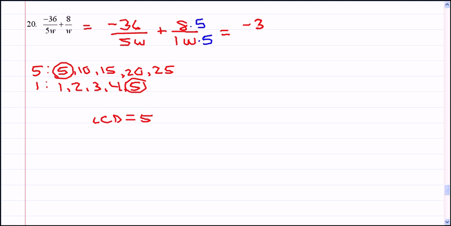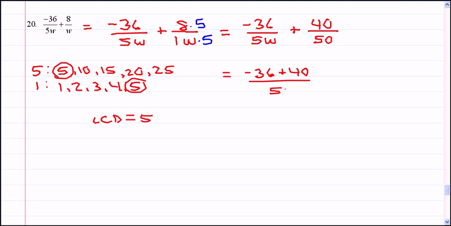So that I have negative 36 over 5W plus 40 over 5W. And I can now write this as one fraction, which is 4 over 5W. And 4 and 5 do not reduce, so this is your final answer.